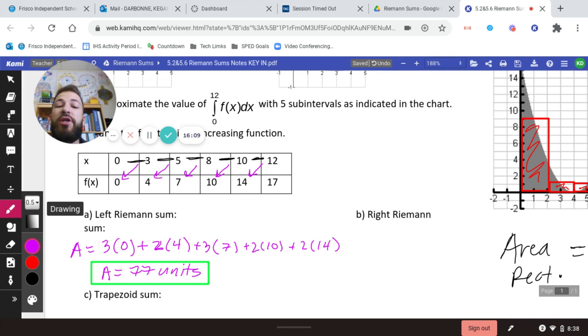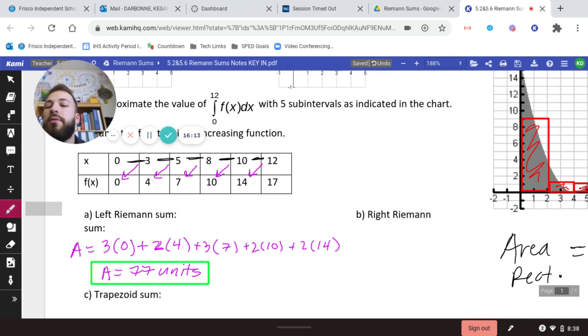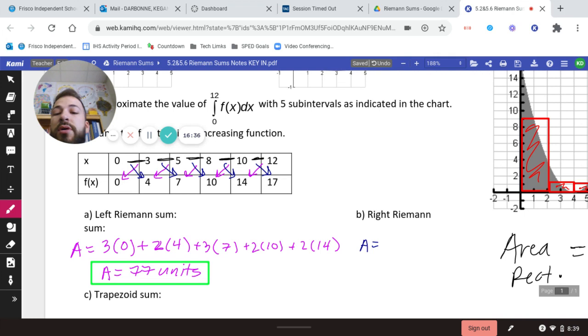All right, so next we're going to do our right Riemann sum. It's the same idea. We're multiplying the x distance, but this time times the rightmost point. So notice instead, now we skip that first point and we get all the rest of the points. So just right off the bat, since I'm not multiplying by 0 this time, I'm probably going to have a bigger area.